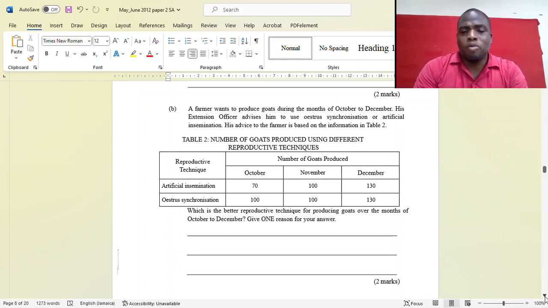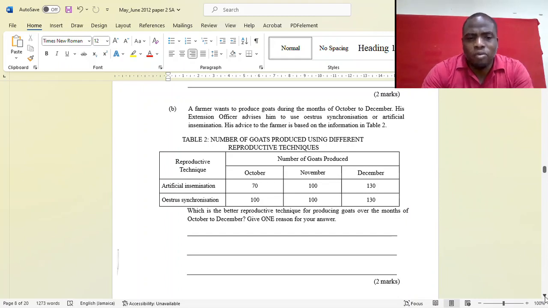So when you look at some commercials and you see them showing cattle, and everybody looks similar, same height and all of that, it's because sometimes we do things like estrus synchronization or artificial insemination, which we just spoke about. His advice to the farmer is based on the information. And you see, agriculture is basically scientific facts acquired over a period of time, meaning we do research.